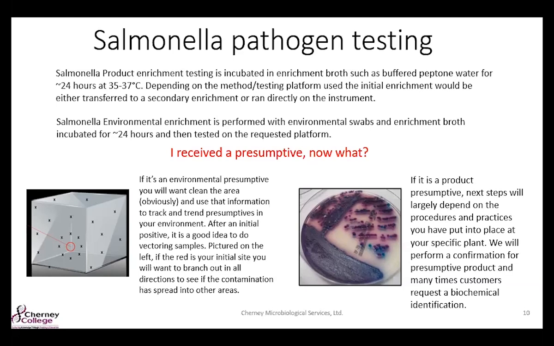However, on the right-hand side, if you've got a product presumptive, your next steps are largely going to depend on the procedures and practices that you have put into place at your specific plant. However, for positive product, we do perform a confirmation, and many times customers will request an additional biochemical identification just to verify that that Salmonella is really present in that product. I have pictured there a chromogenic agar with Salmonella growing on it. It typically looks that strong purple color. Just thought that was kind of fun to include in here so you guys can see what the lab sees when we look for Salmonella.